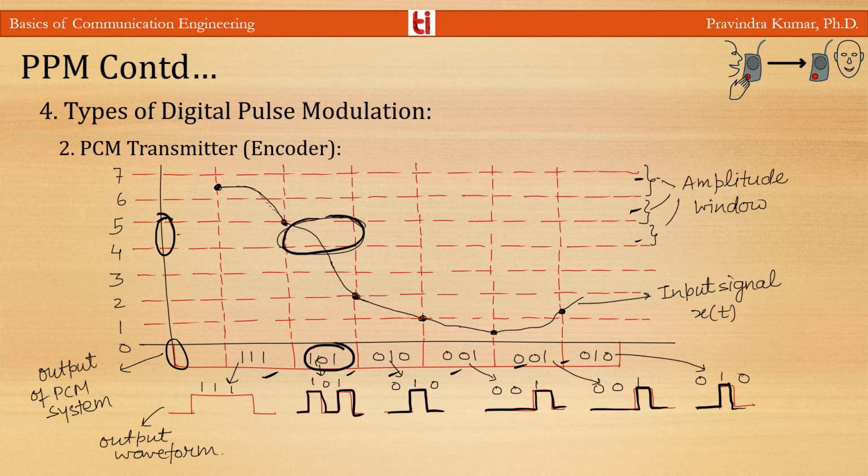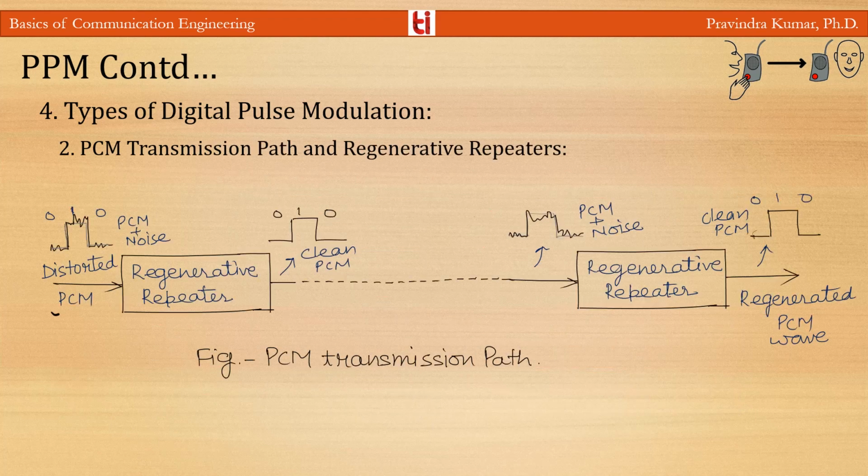Now, PCM transmission path and regenerative repeaters. The path between the PCM transmitter and PCM receiver over which the PCM signal travels is known as the PCM transmission path, as you can see here. The most important feature of the PCM system lies in its ability to control the effect of distortion and noise when the PCM wave travels along the channel. PCM performs this task by using a chain of regenerative repeaters.